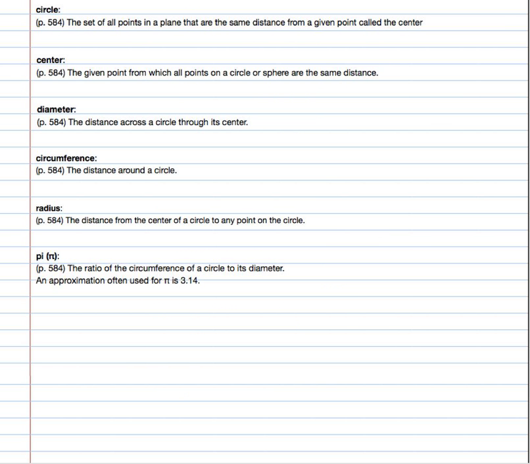1, 2, 3, 4, 5, 6 vocabulary terms: circle, center, diameter, circumference, radius, and pi. We've defined pretty much all of those in the lesson. Students should have them in their notes, memorize them, and be ready to define them on a test.